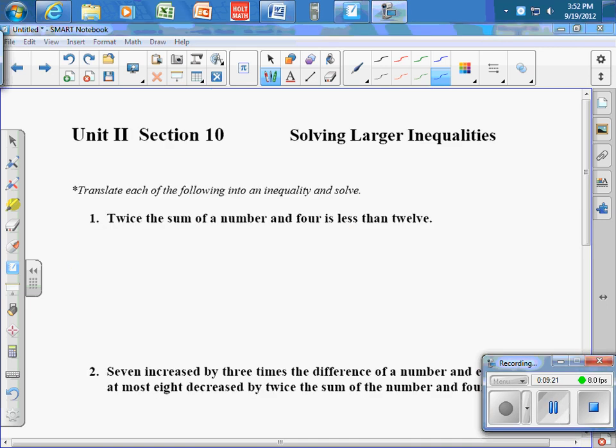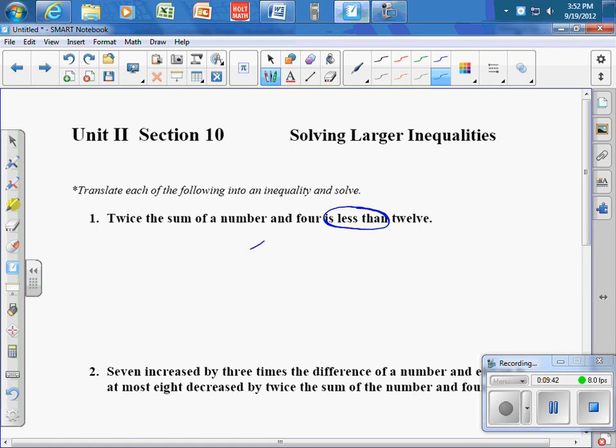All right, in translating the following into inequalities and solving, read the problem and make sure you have a good understanding of what it says. Twice the sum of a number and 4 is less than 12. Well, the first thing you're going to do is find the inequality sign, is less than. Obviously, is less than, pointing to the left. So something is less than 12.